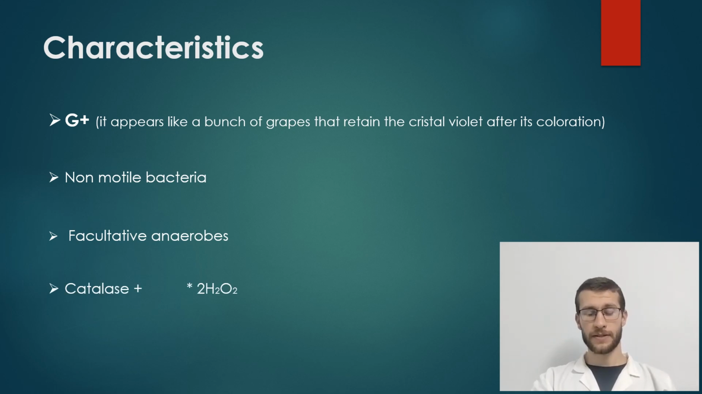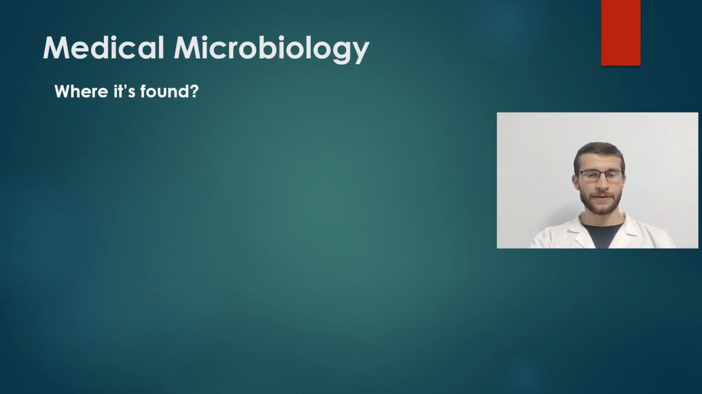All Staphylococcus bacteria have an enzyme called catalase, which means that if we put these colonies into hydrogen peroxide, it will be transformed into water plus oxygen, and bubbles will result also. Let's talk more about the medical microbiology part. Where it's found. This bacteria is simply found in the human body.